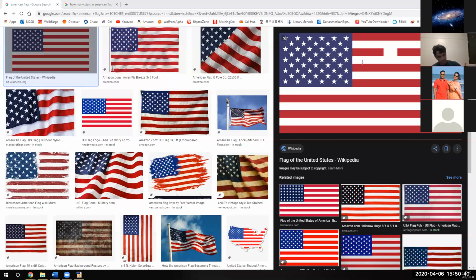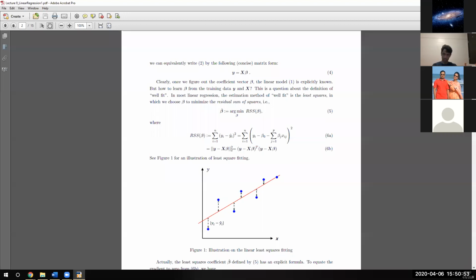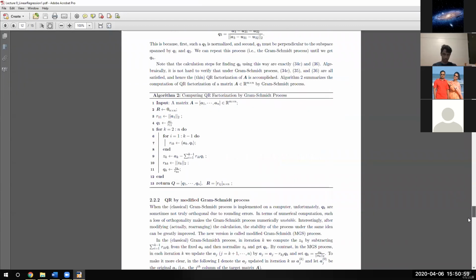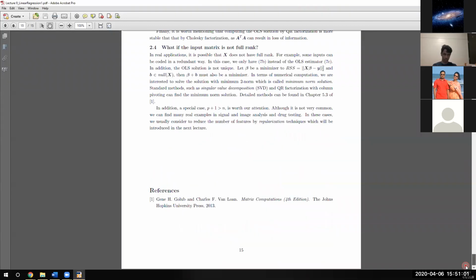So for these kinds of problems, your X could be rank deficient and could have problems. And we have a very small part, which is I believe section 2.3 or 2.4 something here in the last, let me see, which is here.